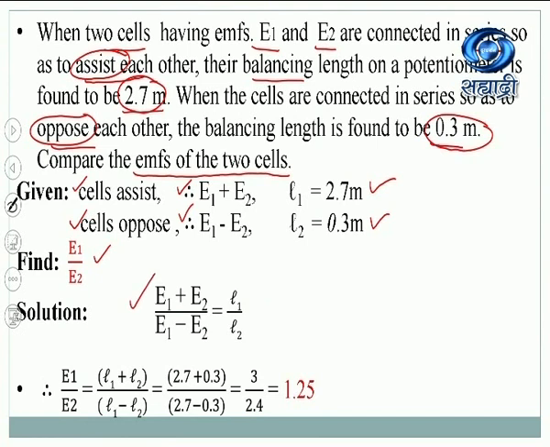Why have I written this step? Because students may directly go here and just write E1 by E2 equal to L1 by L2. So to understand this, E1 by E2 equal to (L1 plus L2) upon (L1 minus L2). Now the simple thing, just substitute the values. L1 is known, L2 is known. Substituting the values, we get 1.25. That is, E1 by E2 is 1.25. So E1 is 1.25 times E2.